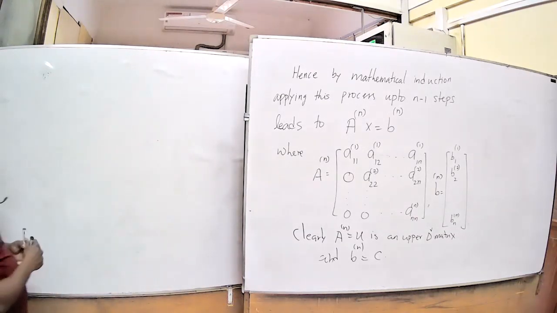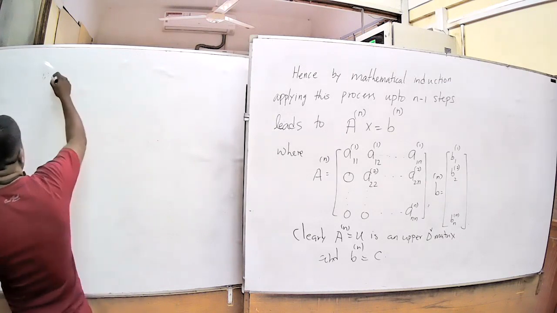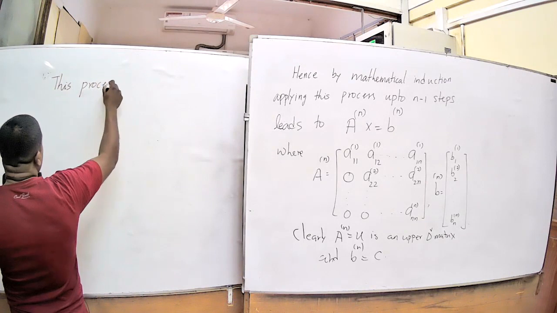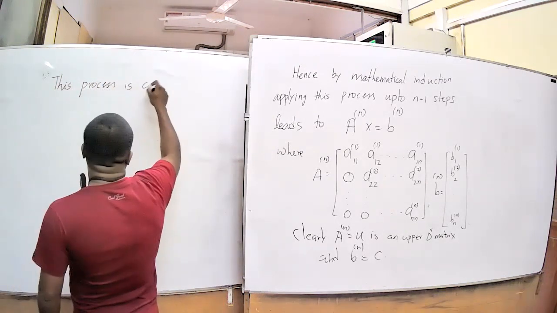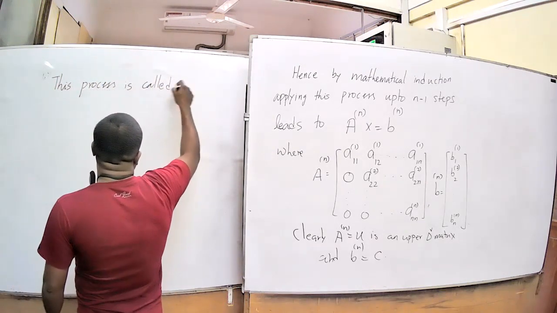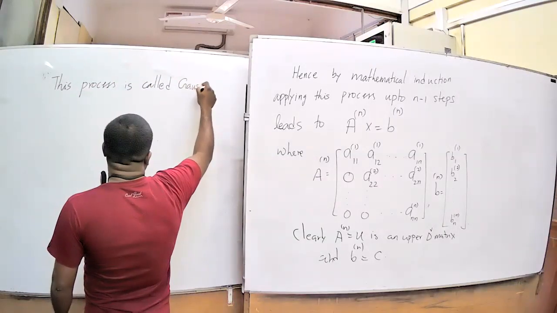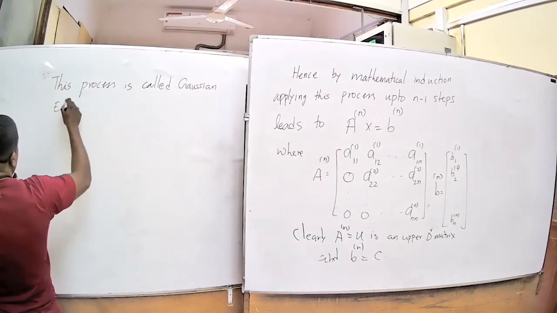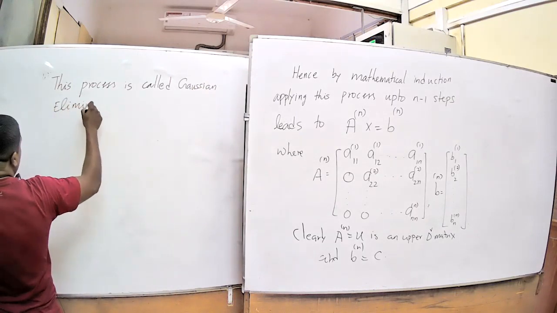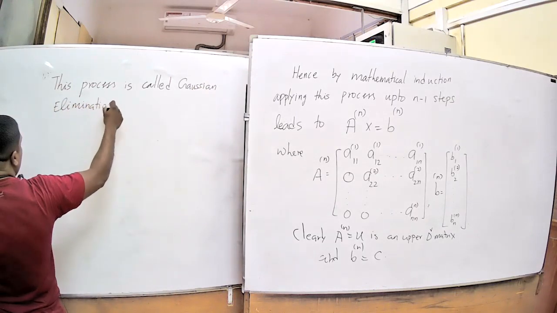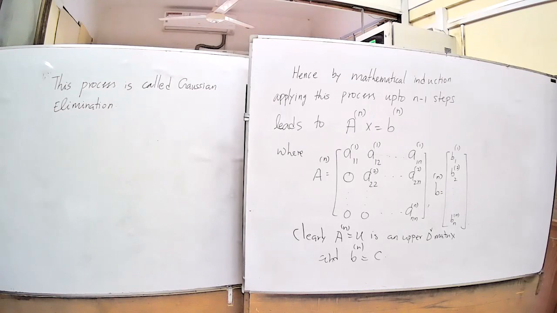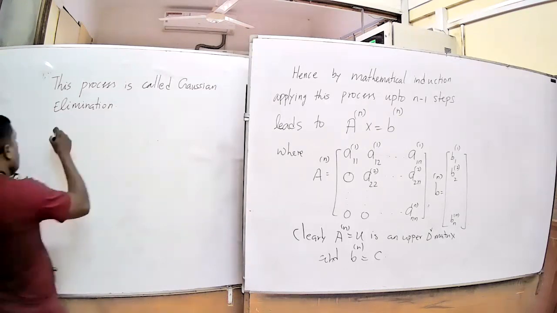So this process is called Gaussian elimination.